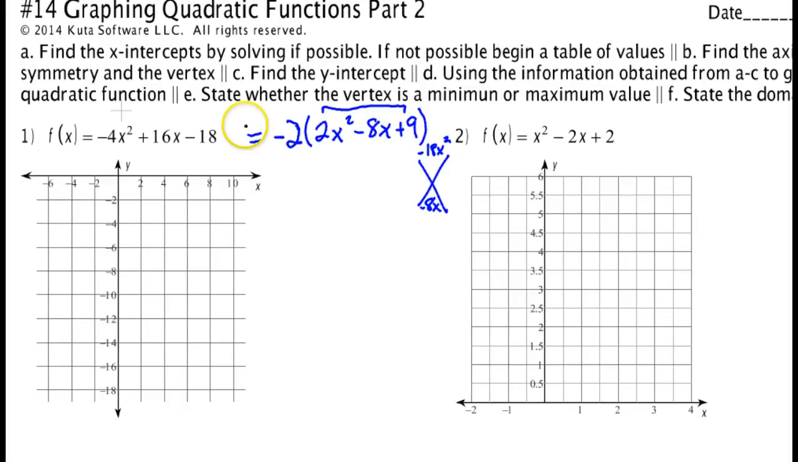Find the axis of symmetry. So if we go to there, -b over 2a, we'll have what? -16 over 2 times -4, which is what, 2? Is that what you got?